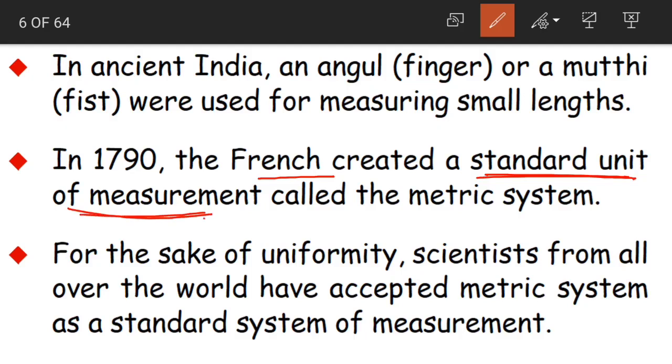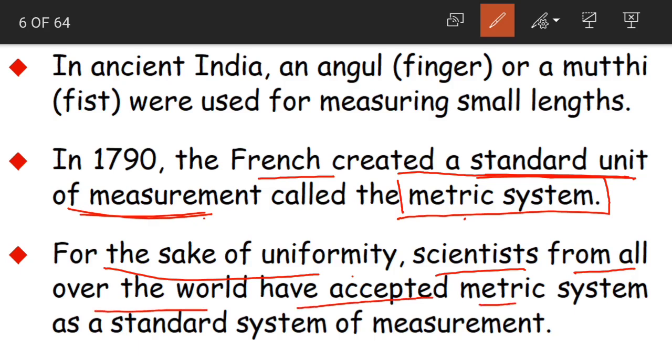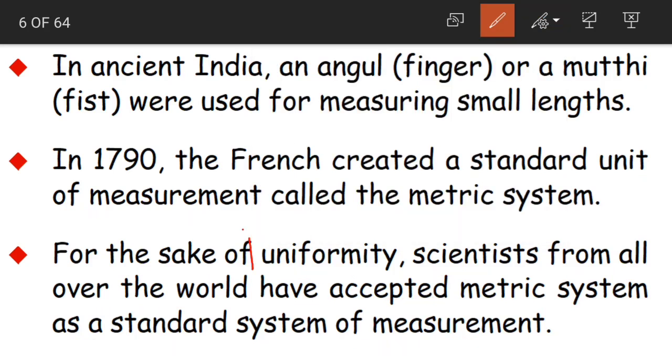Standard unit, that means it would be the same wherever we go. And what name did they give it? They called it the metric system. For the sake of uniformity, scientists from all over the world have accepted the metric system as a standard system of measurement. Yes, for the sake of uniformity. Uniformity means the same, so that the measurement is the same all over the world.